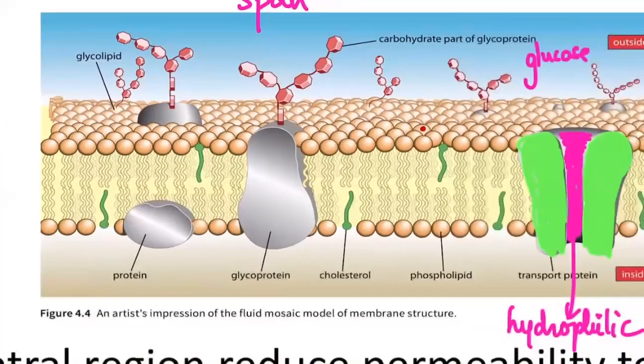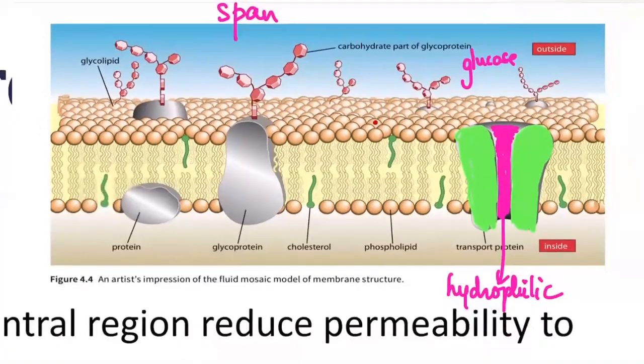So to summarize, I will say that these different structures which I'm talking about right now, whether it's cholesterol or glycoprotein or glycolipid or transport proteins, they have separate specific functions. They give the cell membrane a mosaic appearance. The cholesterol maintains the stability of the cell membrane. The transport protein provides a channel for the water-soluble substances to pass through.